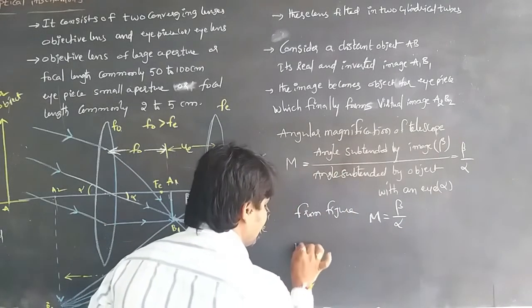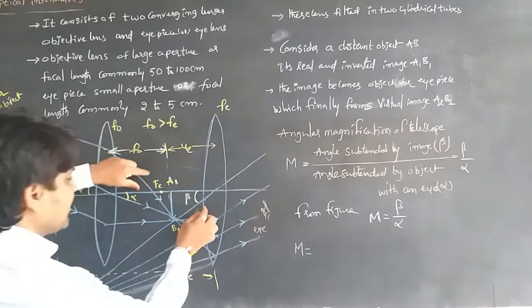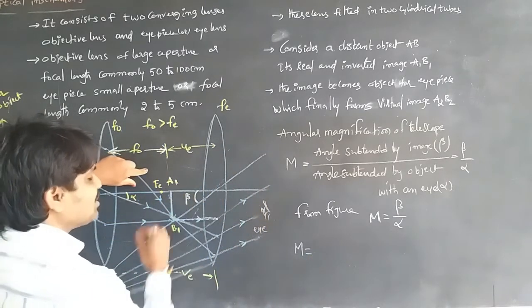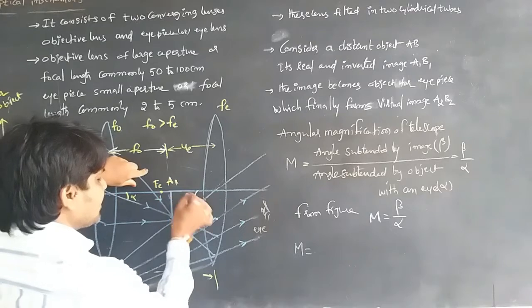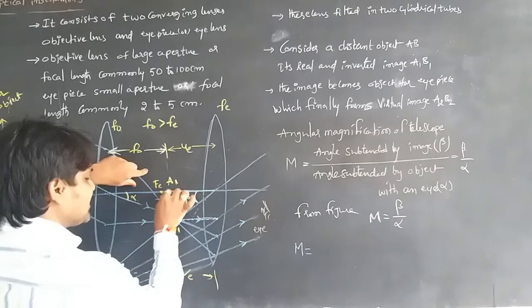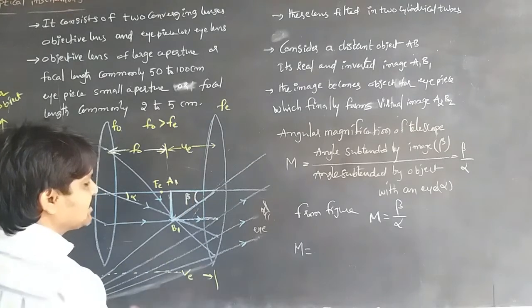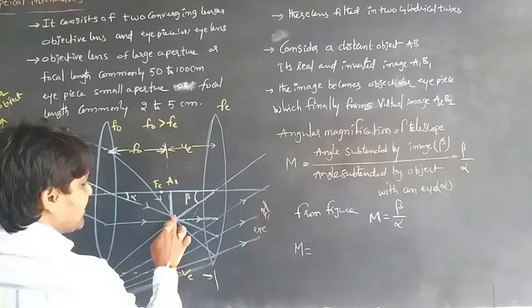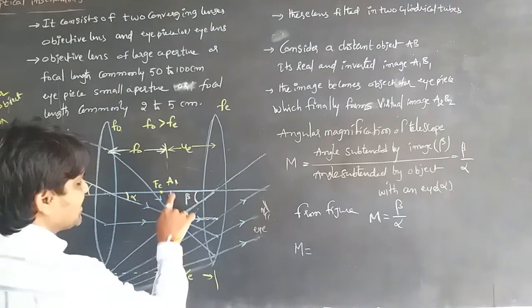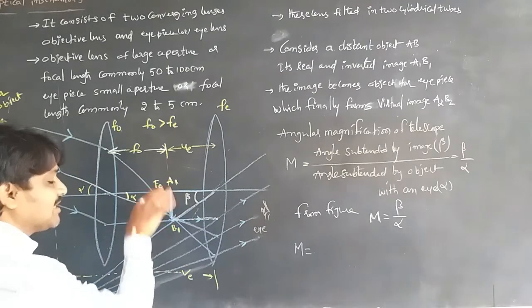From that, m is equal to... we know that beta means it's a tangential thing, so that's why we are taking that here. That is the beta angle subtended by this. So tan beta is equal to opposite by adjacent. Opposite means A1 B1, that is magnified in the inverted image.